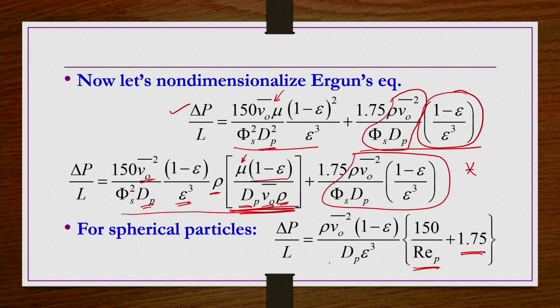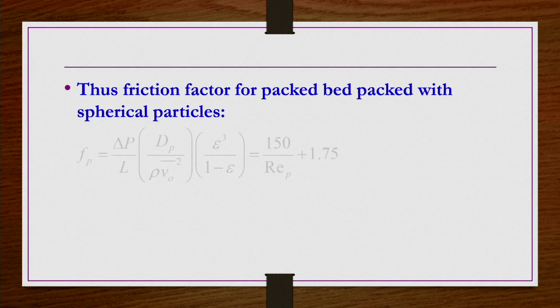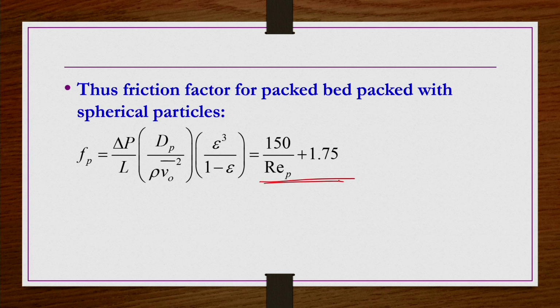Now what we do is take this particular term that we have taken common to the left hand side and combine it with the pressure drop term to see what we get. On the right hand side we have only 150 by Rep plus 1.75, and the factor multiplication term we have taken to the left hand side and combined with the already existing delta P by L. If you see the friction factor derivation that we just derived, delta P by L multiplied by dP by rho V naught bar square multiplied by epsilon cube by 1 minus epsilon is nothing but the friction factor.